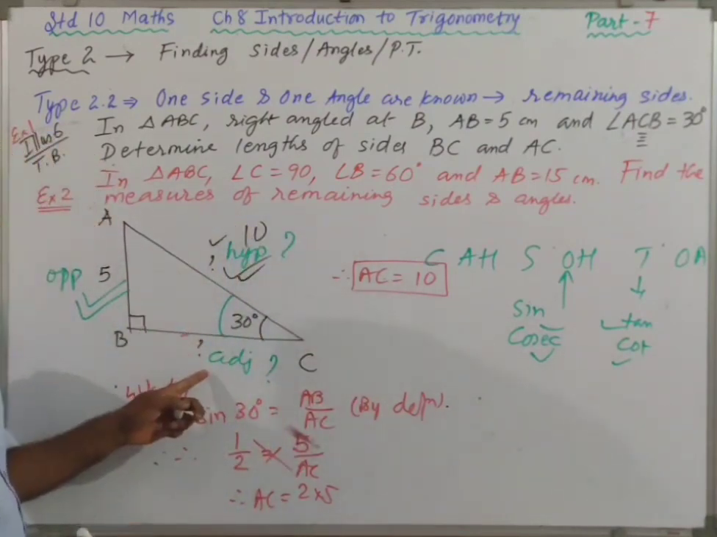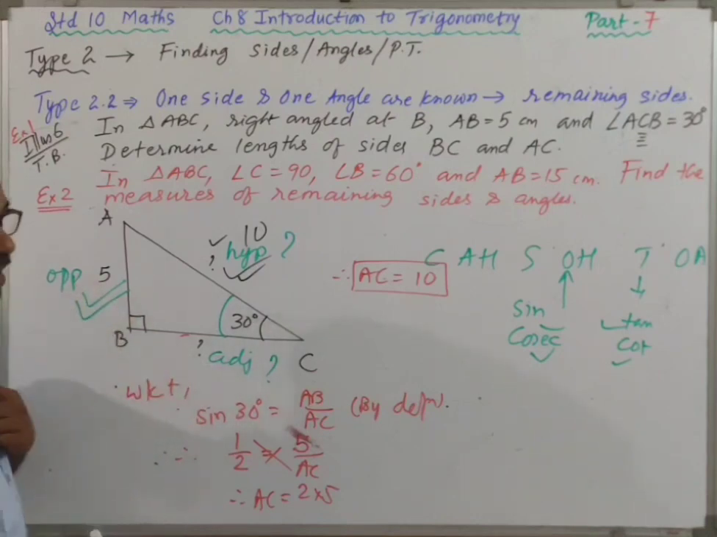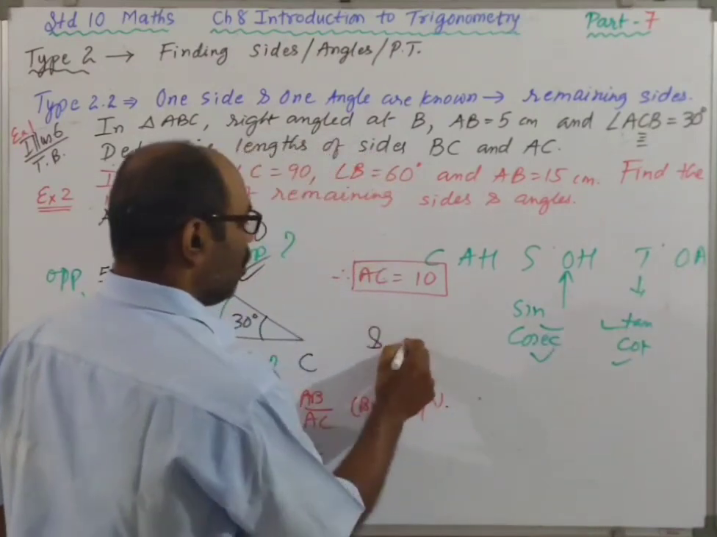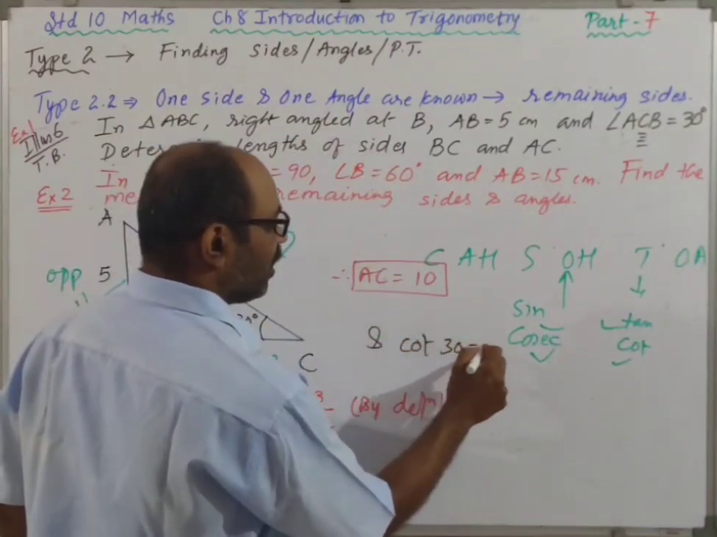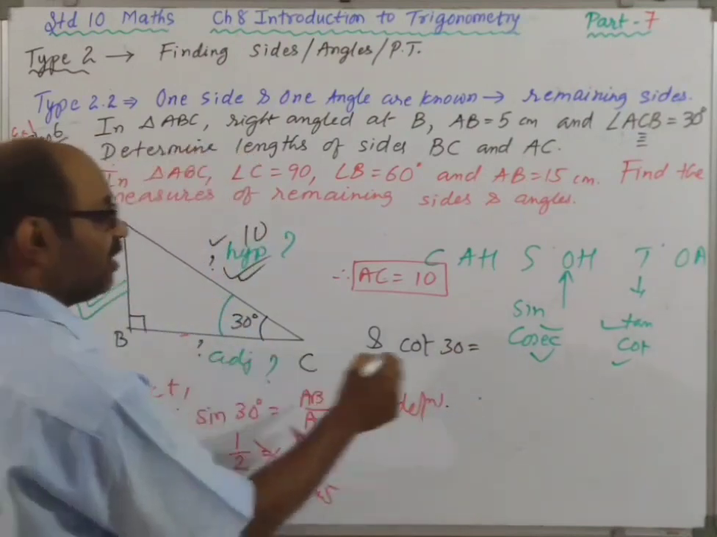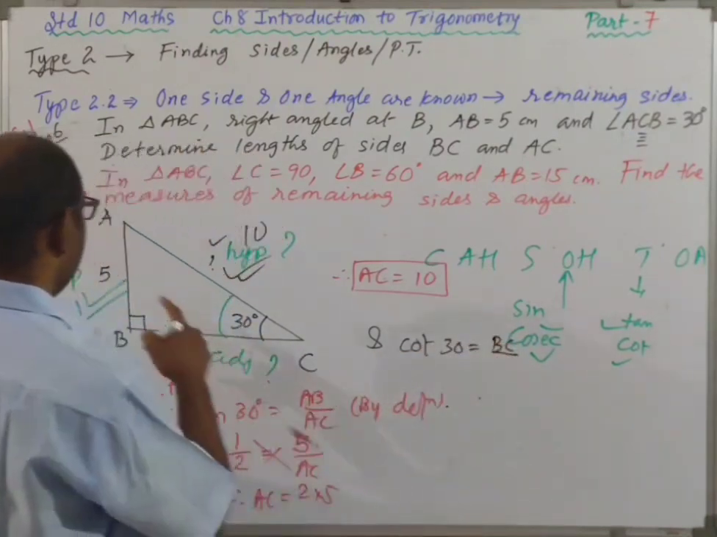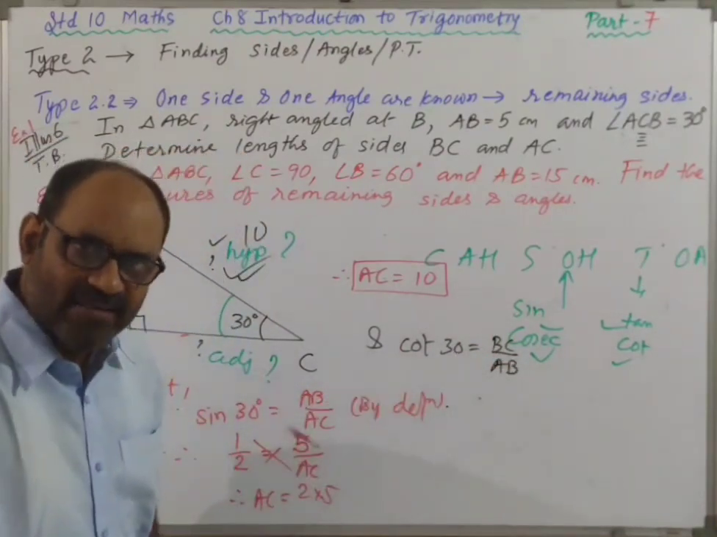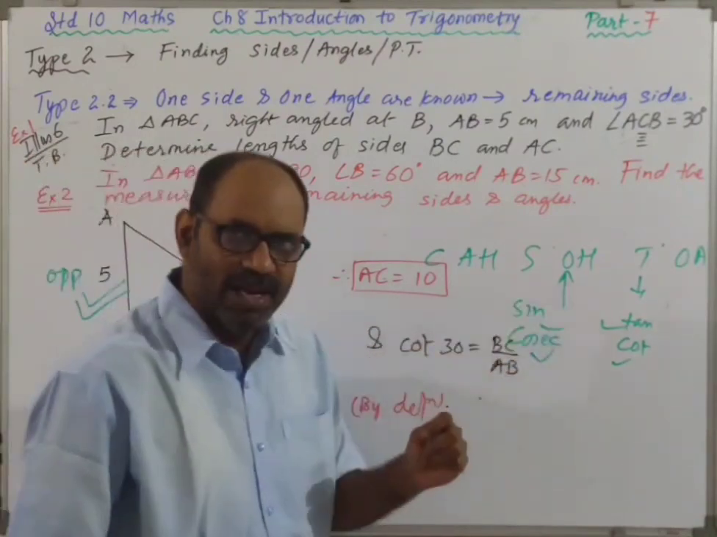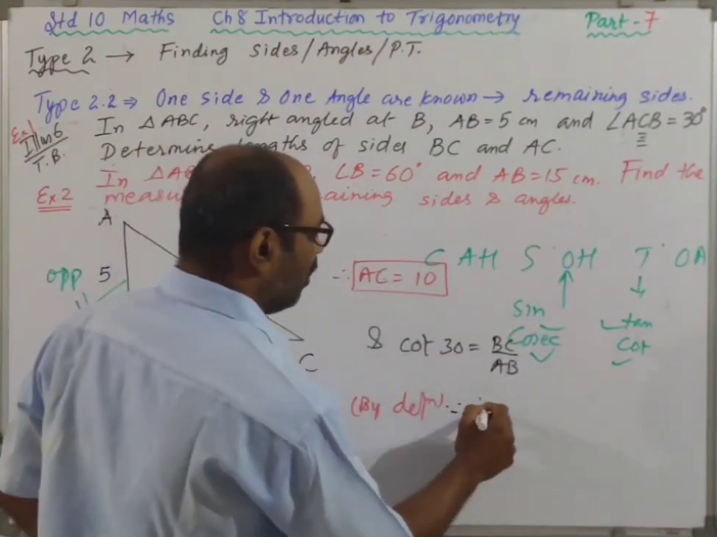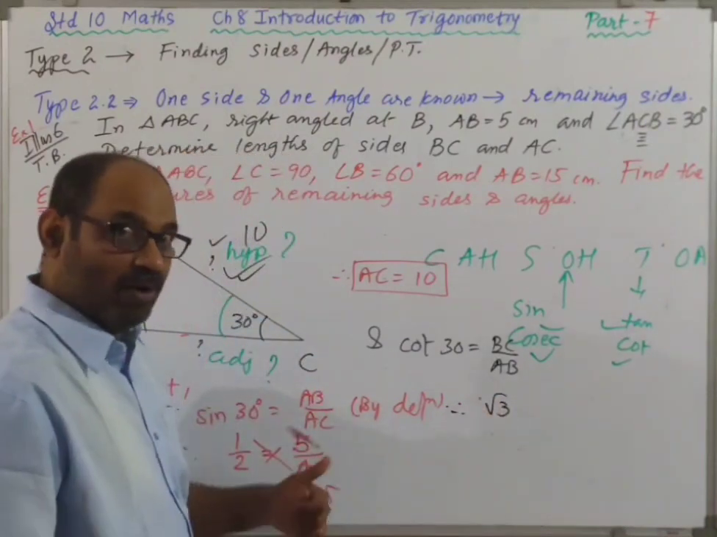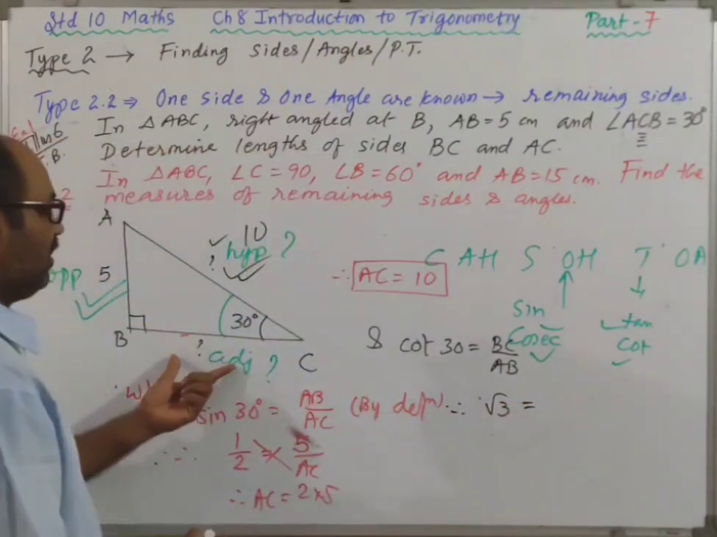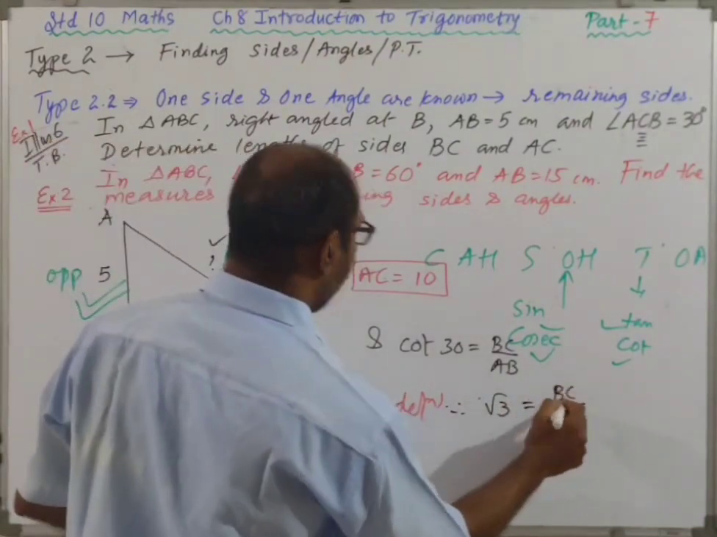Now, you need adjacent side. So, involve adjacent side and opposite side. What is adjacent upon opposite? Cot. And cot 30 degree is equal to adjacent side, which is BC, upon opposite side, that is AB. You can even take 10, any one of these 4 you can take. Now cot 30 is root 3. You have to remember that, or see it from the table. That is equal to BC. BC we have to find. And AB is 5.